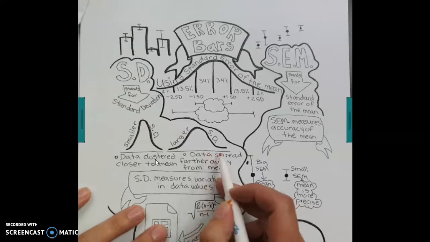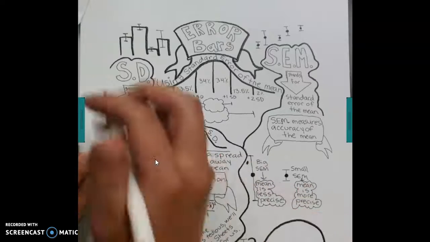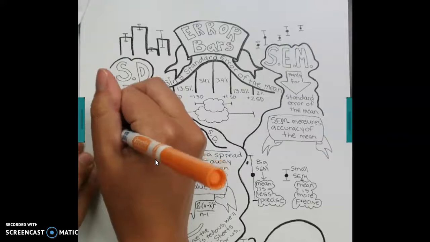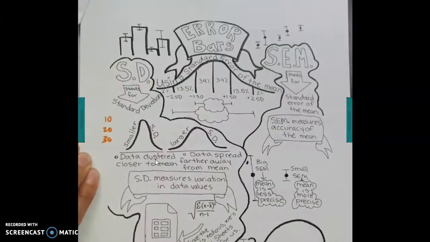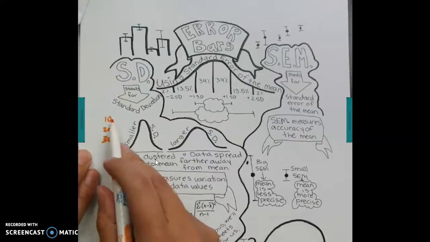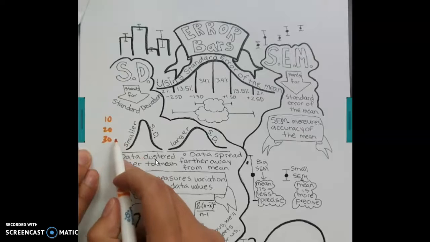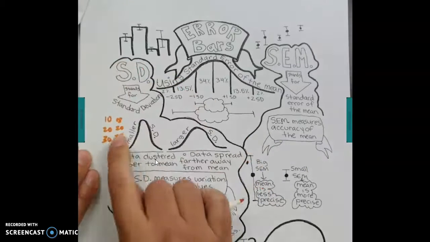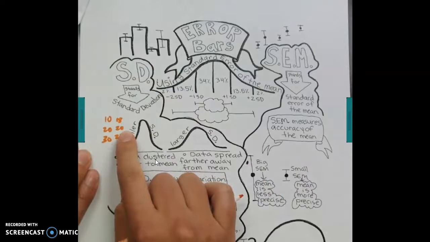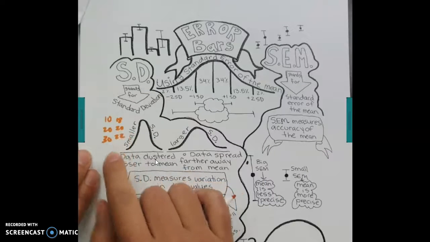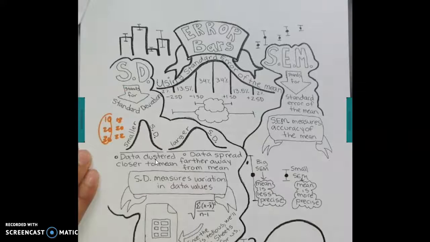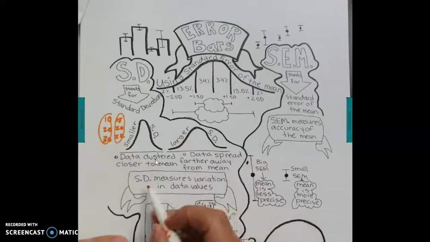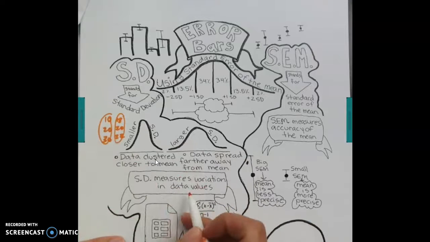So for example, let's say that you had some values of 10, 20, and 30. You add these up, divide by 3, your average is 20, but there's 10 units in between each one. Now if you compare 18, 20, and 22, you actually still have the same average of 20, but the data is closer together. So you would have a larger standard deviation with the first data, and a smaller standard deviation with this data, even though the average is the same. So again, our standard deviation is going to measure variation in our data values.